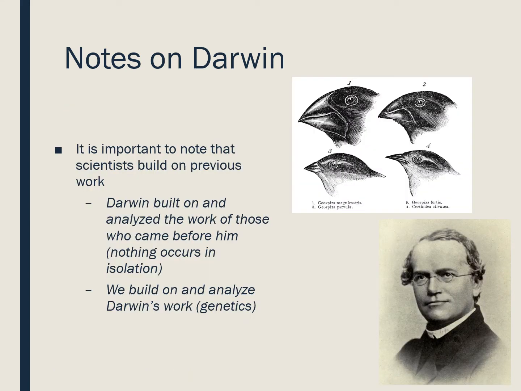It's important to note that scientists do build on previous work. Darwin built on and analyzed the work of those who came before him. So even though Cuvier was mostly inaccurate, Darwin was able to use his fossil record and fossil data to come up with his theory of evolution.